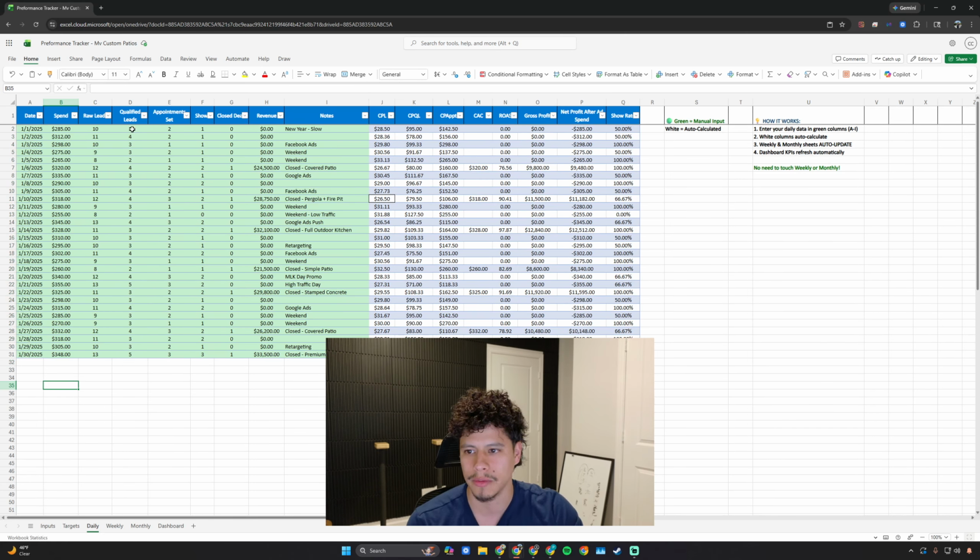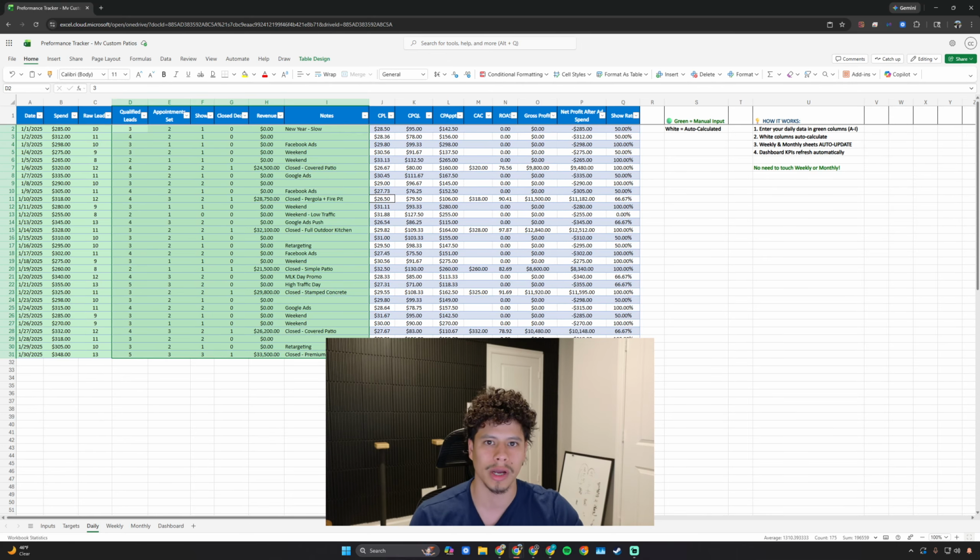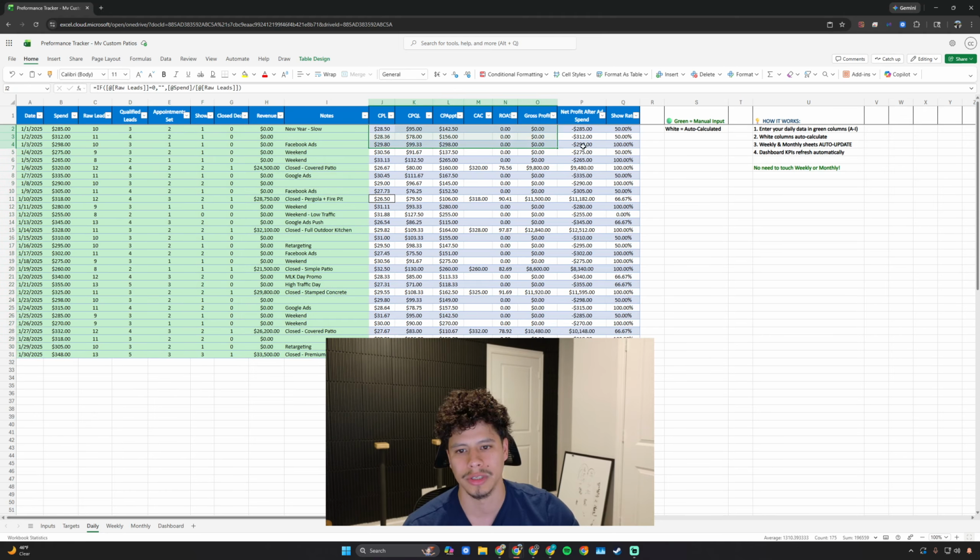And then the rest of it, which is qualified leads, how many appointments were set, how many showed, how many deals closed, how much revenue, and some of the notes, comes through the GoHighLevel automations, the pipeline in GoHighLevel. And then everything else here is formulas and math. So I'll break everything down. Hopefully this doesn't look too scary, but this is how you stop client churn.